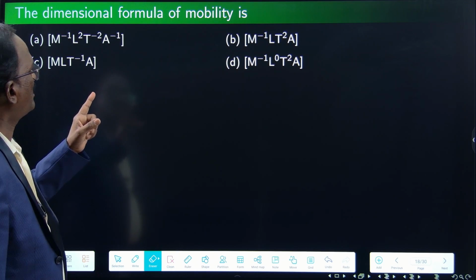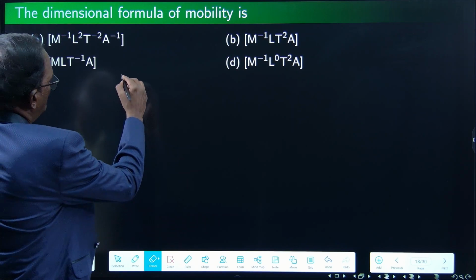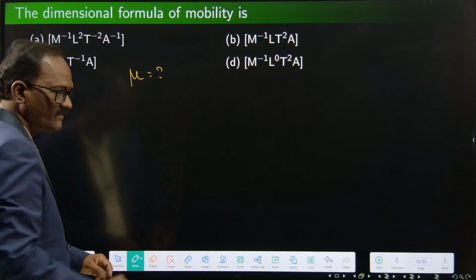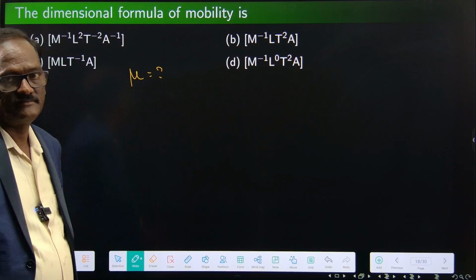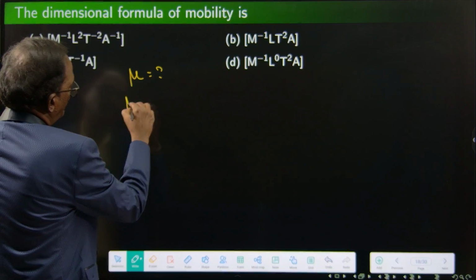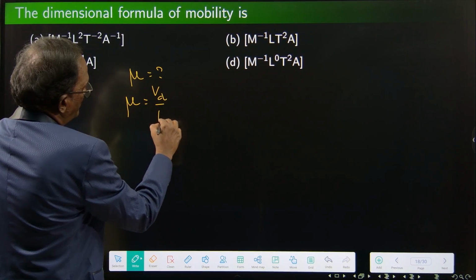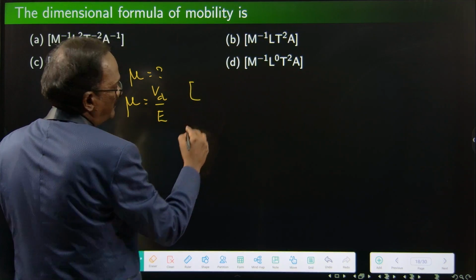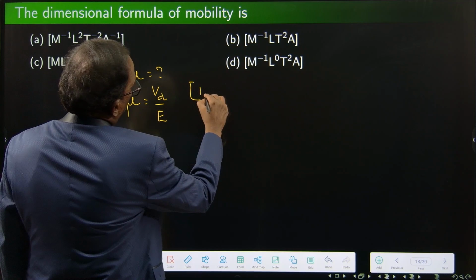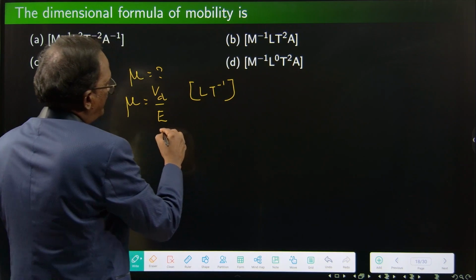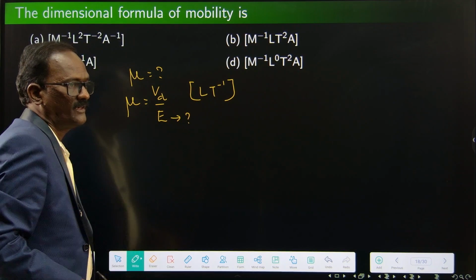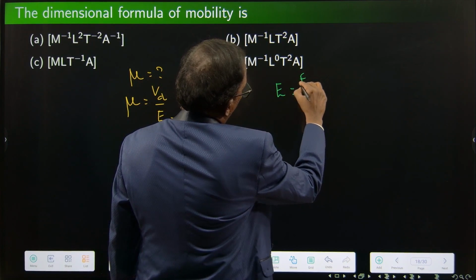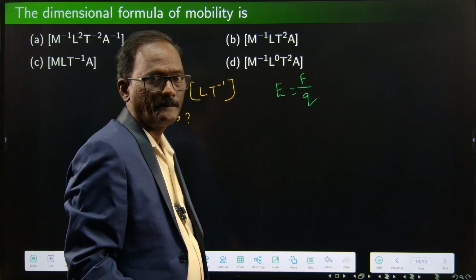The dimensional formula of mobility. Let us start from the basics. From the fundamentals we will write mu as Vd upon E. For Vd, meter per second. For E, we will write it as force by Q.